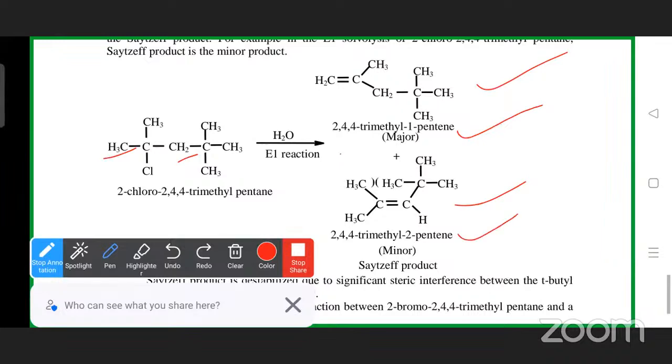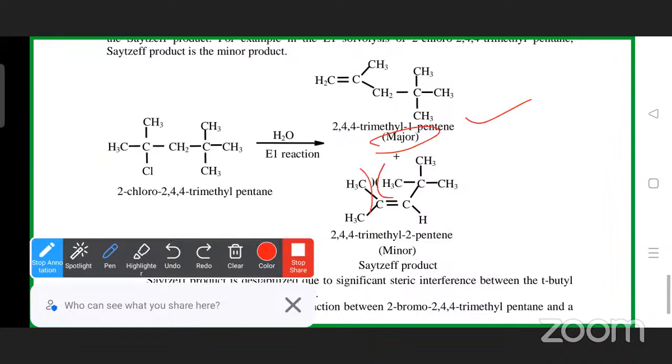Okay, so this one is di-substituted, because there are two substitutions, and this one is tri-substituted. So as per Saytzeff rule, the more substituted olefin is the major product. But in this case, the more substituted olefin is obtained as a minor product here, and the less substituted olefin is obtained as a major product because of the steric hindrance.